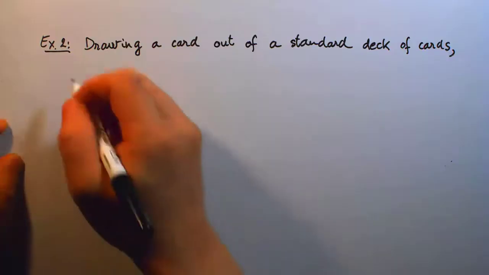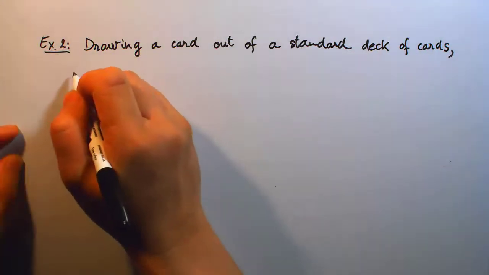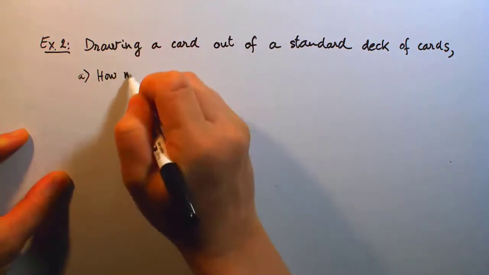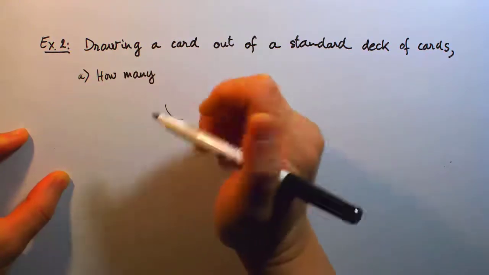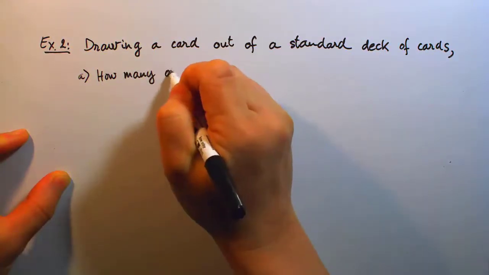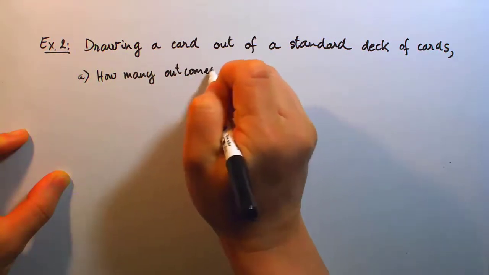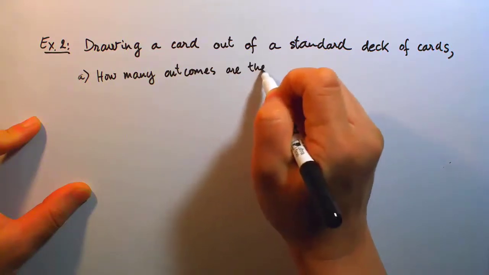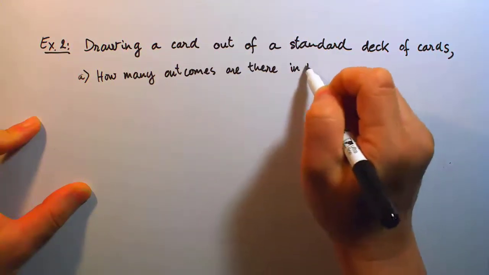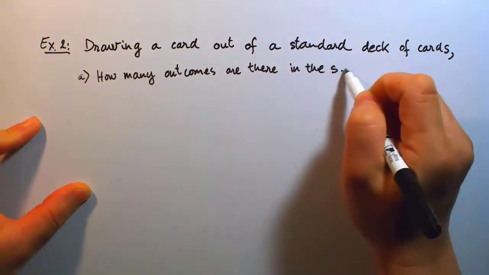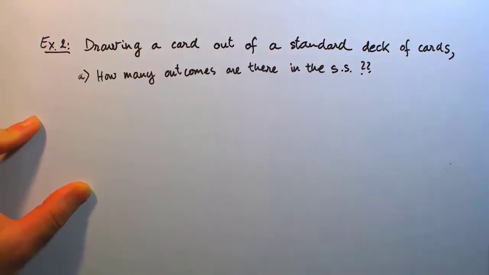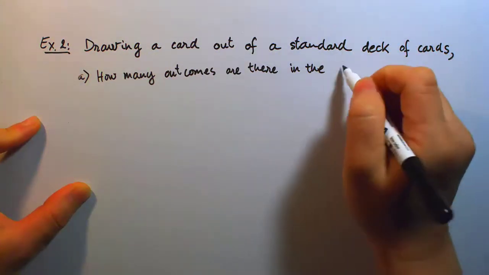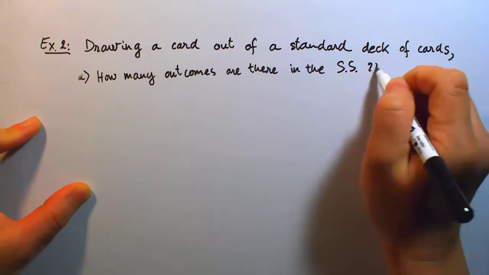So our first question would be, if we draw a card out of that, how many outcomes are there in the sample space? Or in other words, how big is the sample space we're working with? So let's make that a little bigger.